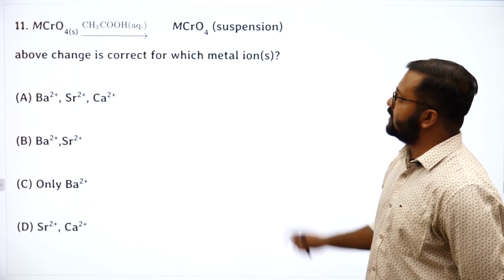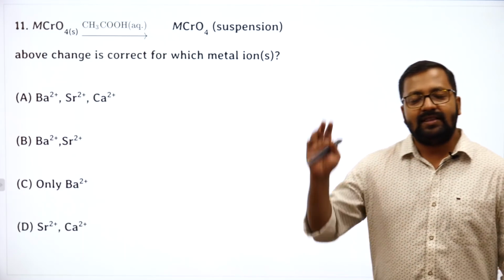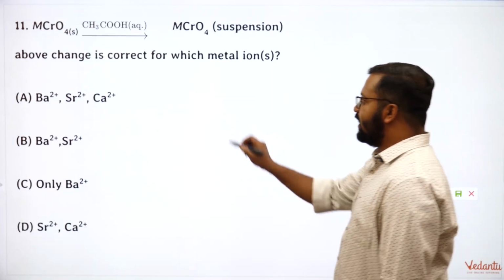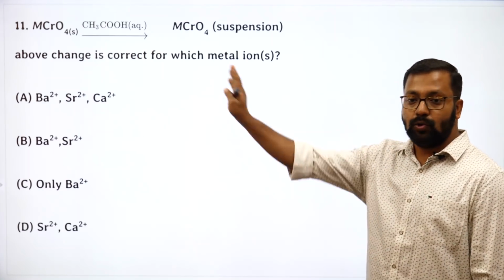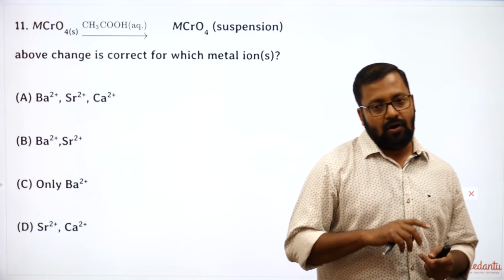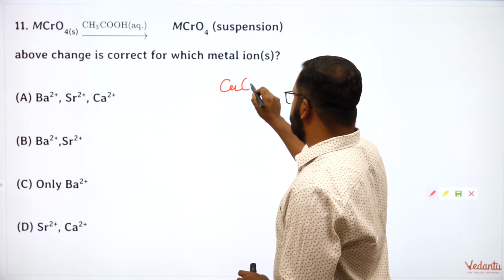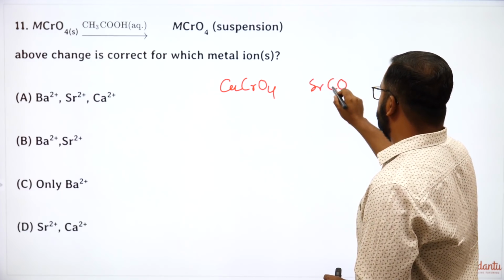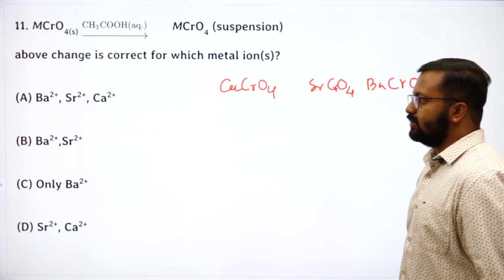MCrO4, CH3COH, MCrO4 suspension. Which above change is correct for which of the metal ions? I don't know if a lot of people know this, but these are group 2 chromates. If we talk about group 2 chromates, beryllium chromate and magnesium chromate are not taken into consideration. We take calcium chromate CaCrO4, SrCrO4, and BaCrO4 into consideration.